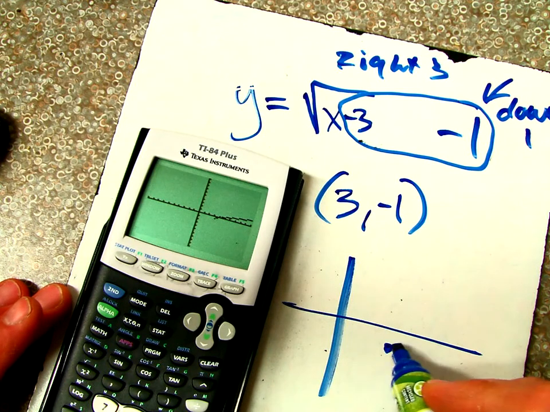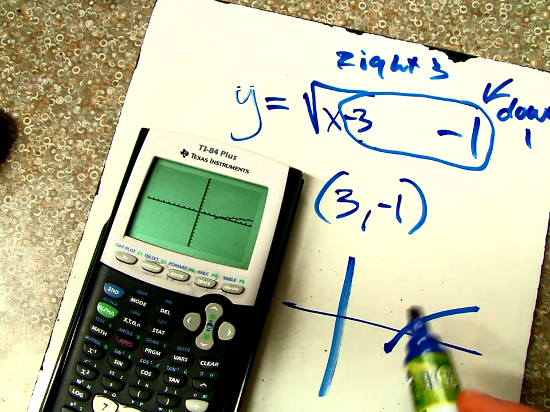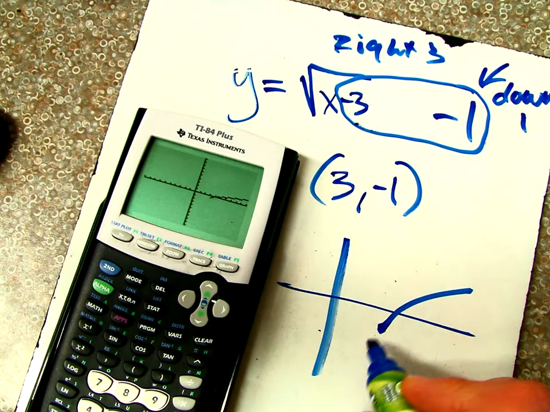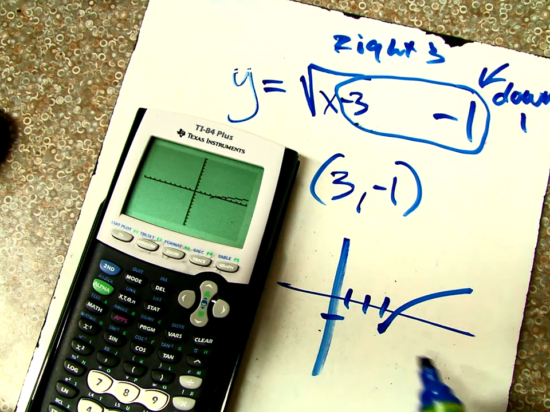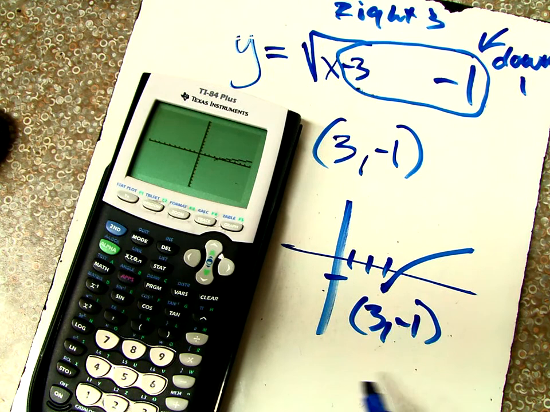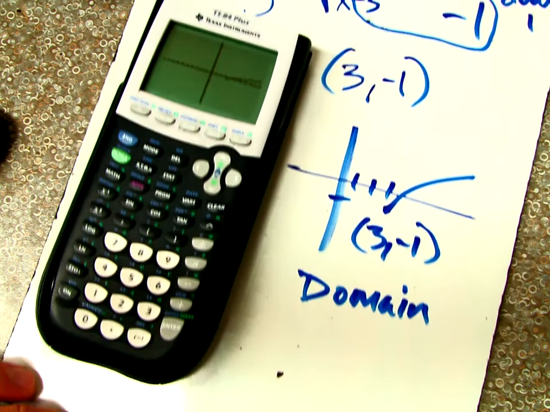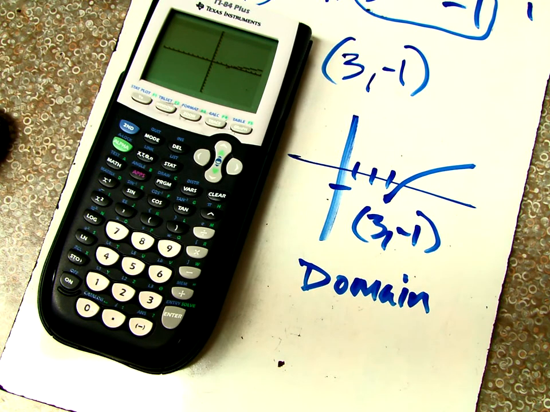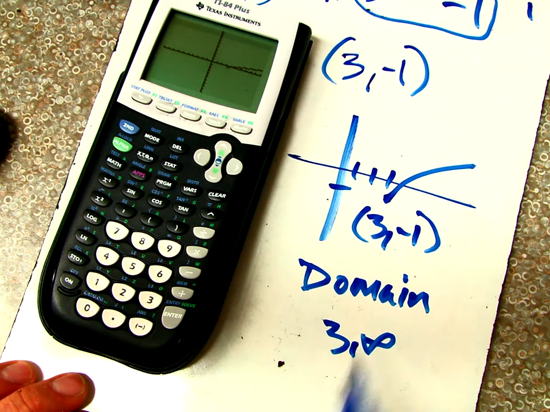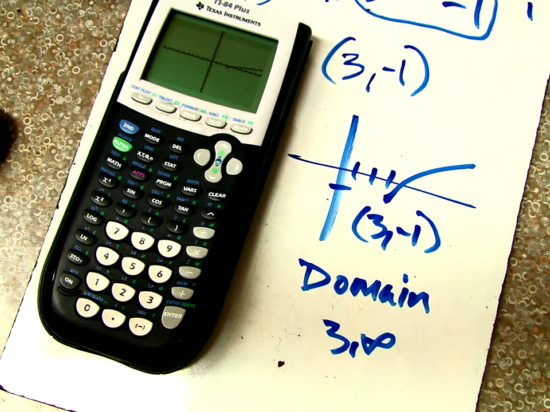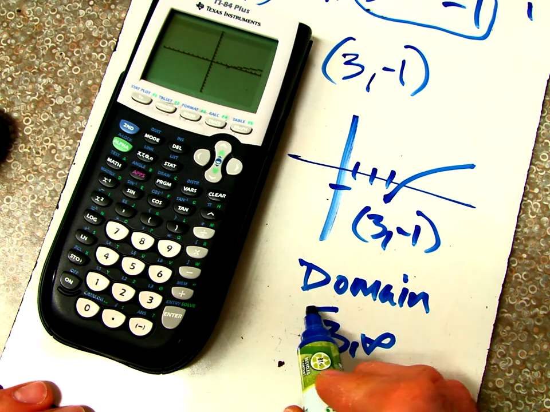We actually spend a lot of time on a square root function later on. So this is +3 and -1. So the domain, does anybody have any ideas? Is it 3 to infinity? The domain is 3 to infinity. Good, Nathan. Okay, do I do bracket or do I do parentheses? Bracket. It's a bracket.